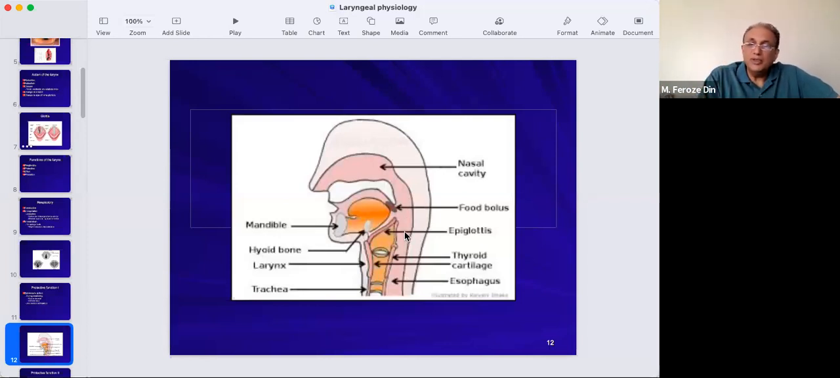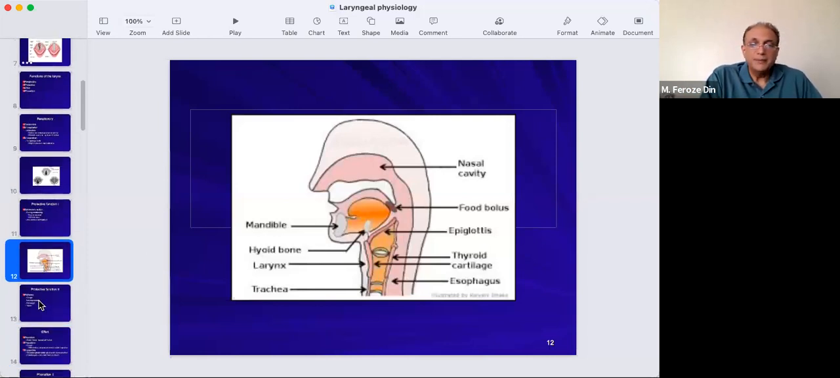So every time we swallow, and we swallow 10 to 12 times in a minute, we subconsciously swallow. We don't even remember that we are swallowing. We don't think about it. So that is very important to remember.